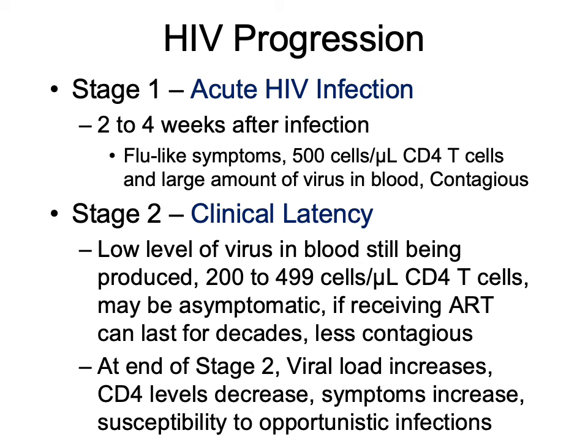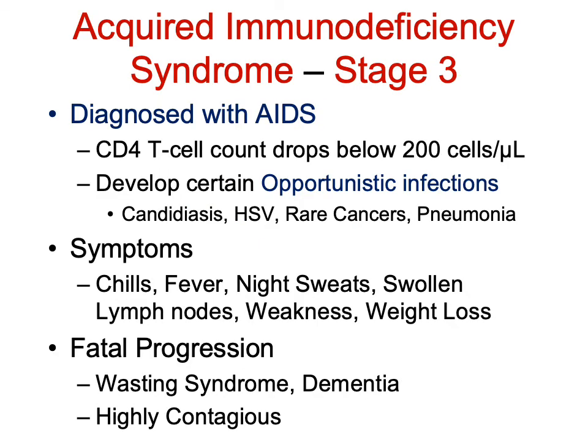At the end of stage 2, the viral load begins to increase despite maybe taking your ART. CD4 levels decrease, symptoms increase, and the susceptibility for opportunistic infections also increases at the end of stage 2. When an individual's CD4 T cell counts drop below 200, that is when they are diagnosed with AIDS. They begin to develop certain opportunistic infections that also correlate back to the diagnosis of AIDS.